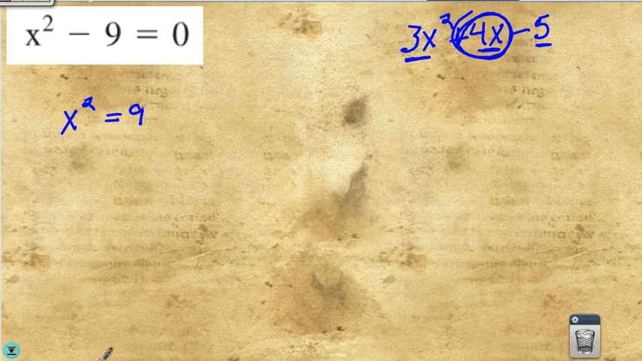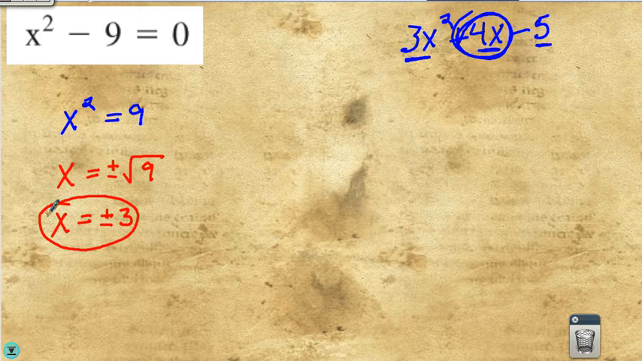Step number 2, Jordan, how can I get rid of that square? What do I do to the other side? Square root. When you square root, this is the part people forget. When you square root, don't forget your plus or minus sign. Because technically, your answer could be positive 3 or negative 3, because look back at the original. Positive 3 squared is 9, also negative 3 squared, 9. Done. Get the x squared stuff by itself, square root, finished.